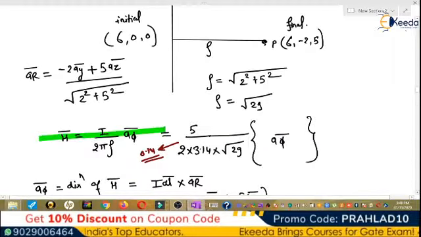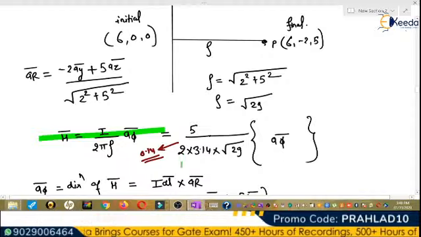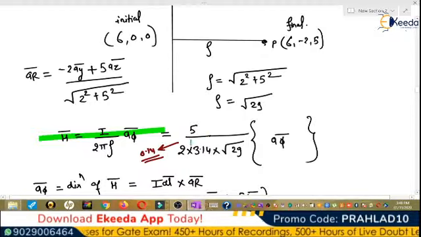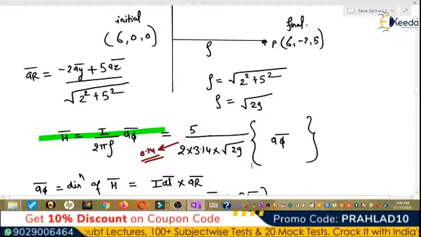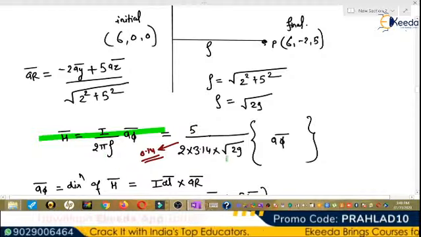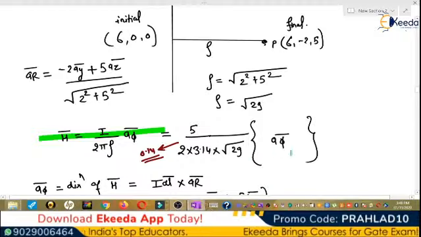So H is equal to I by 2 pi rho aφ. It is 5 by 2 pi, pi is 3.14, into rho. It is root of 29, aφ vector.